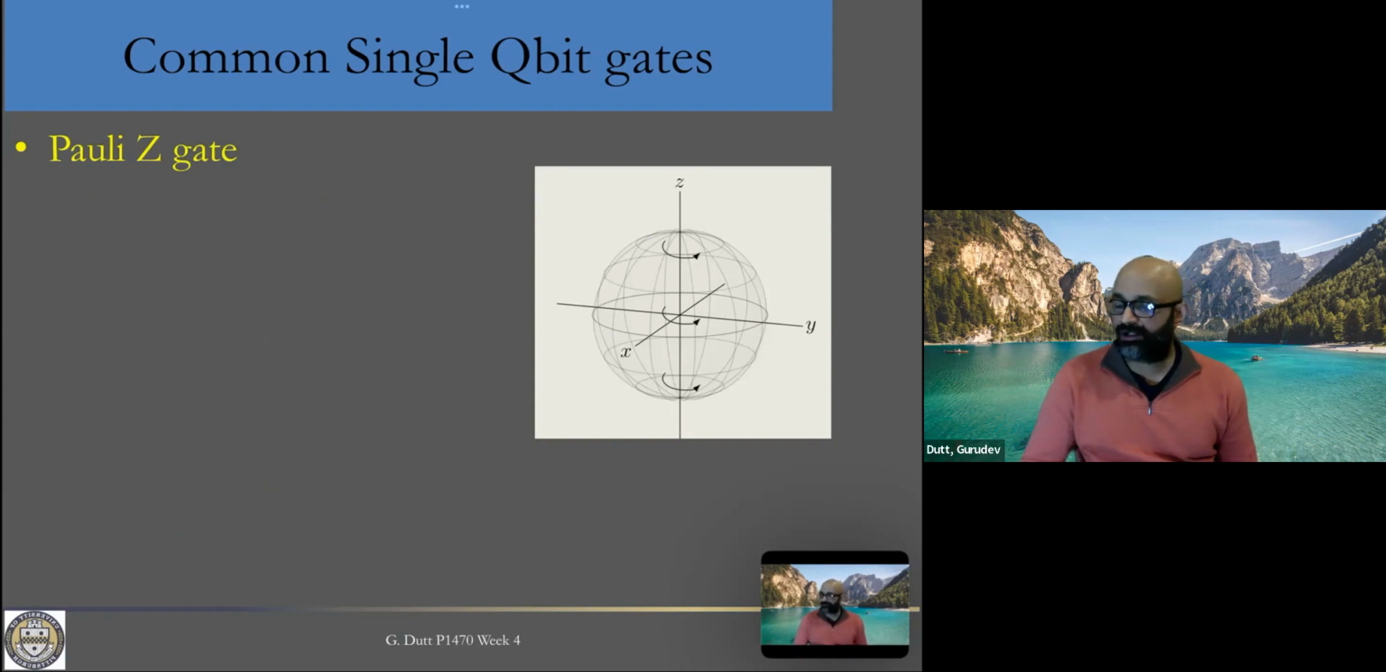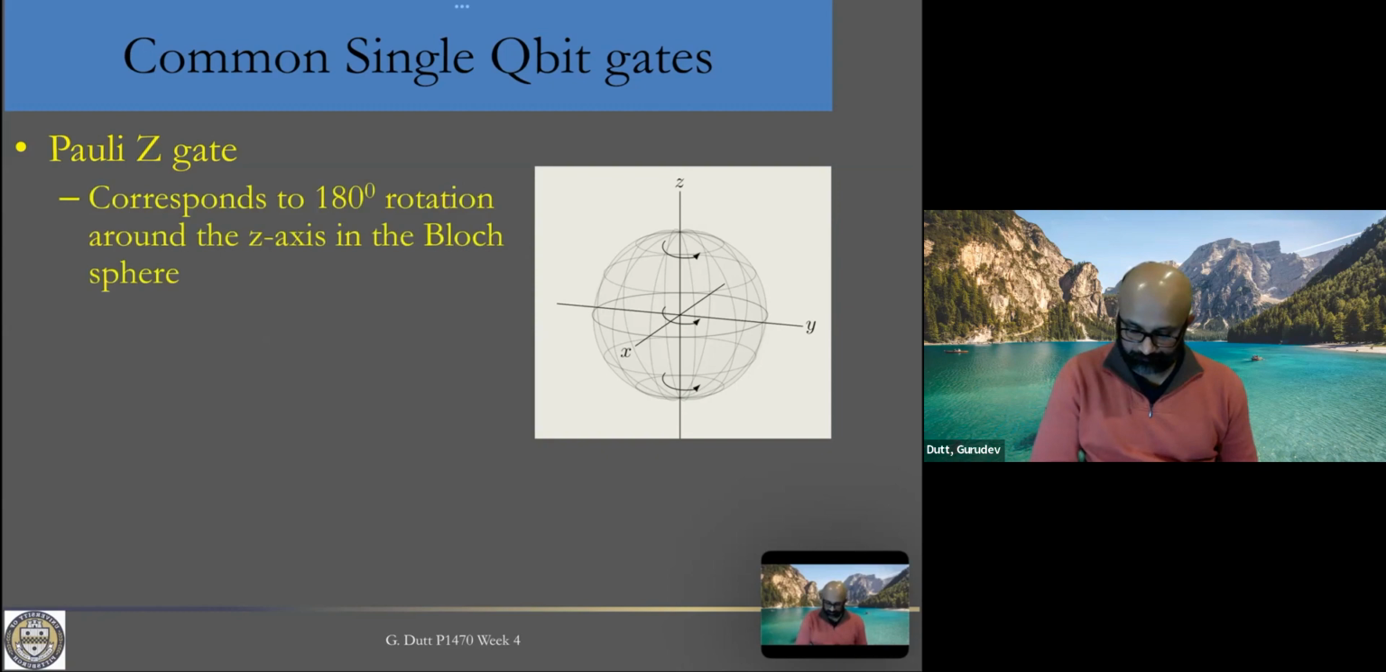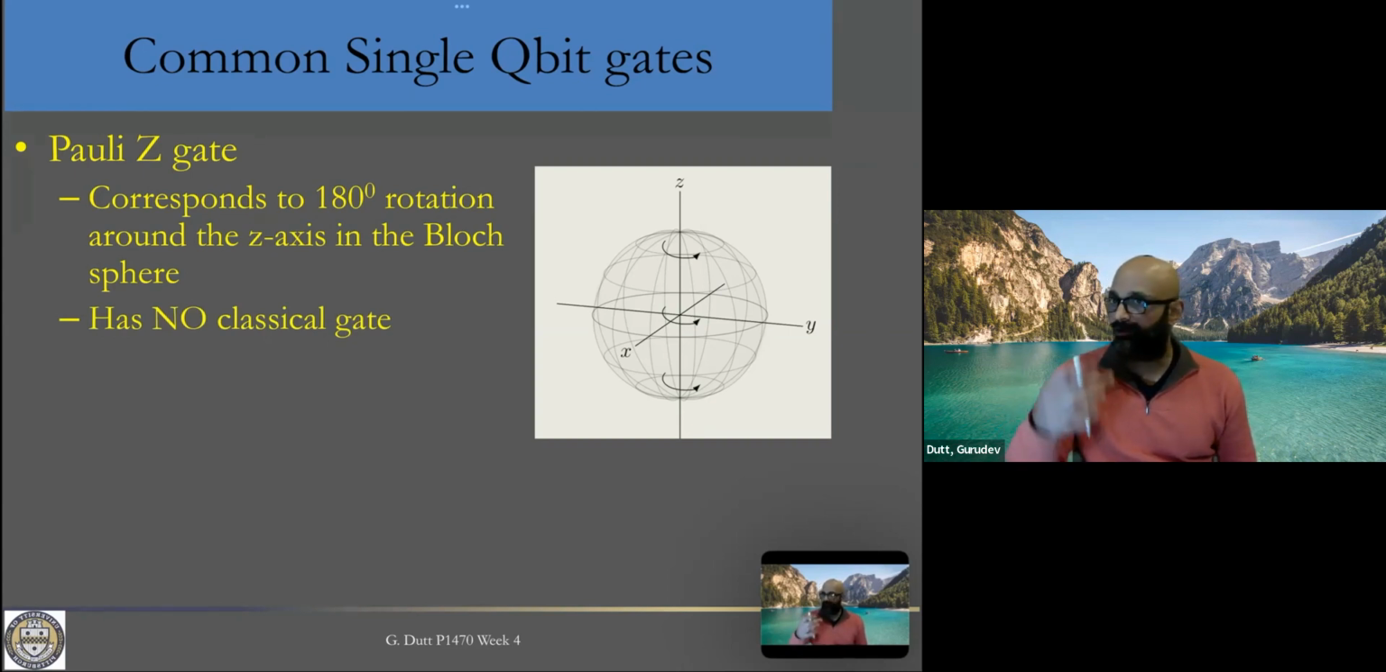Now we introduce a gate that has no classical analog, which is the Pauli Z gate. Again, as we have already seen, we had rotations around the X and Y. So obviously this must be a rotation around the Z axis. But it has no classical gate analog because it doesn't affect 0 and 1, right? The Z gate, because 0 and 1 are along the north and south axis, if I rotate around the north-south axis, I'm not going to change anything about those states. So Z squared, again, of course, is I.